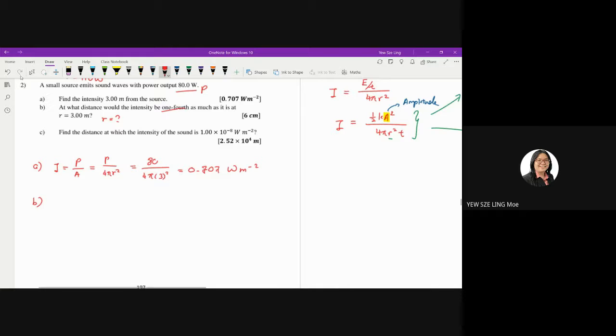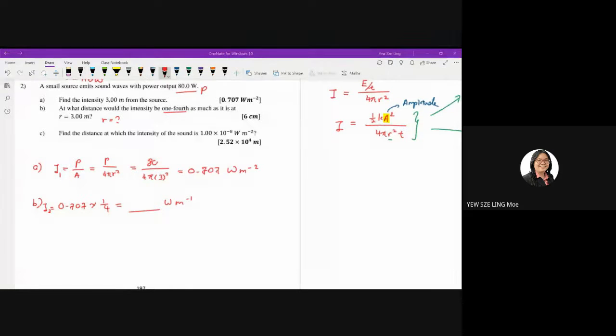Now, what does it mean by 1/4? It means you use the original value, 0.707, times 1/4. This would be our new intensity. Let's call question A's intensity I1, and question B's I2. So I2 equals 0.707 times 1/4. I don't have the value, so you calculate it. In W m^-2, it is 0.1768. If you got it correct, this is the answer.